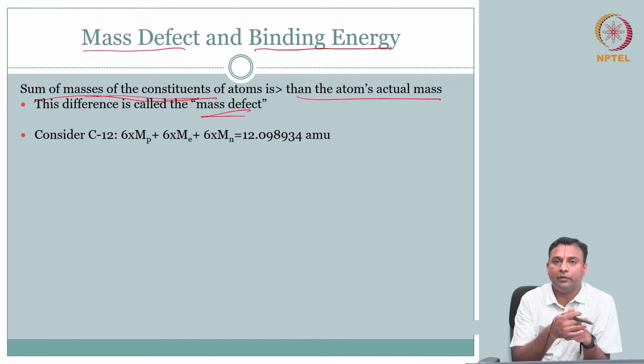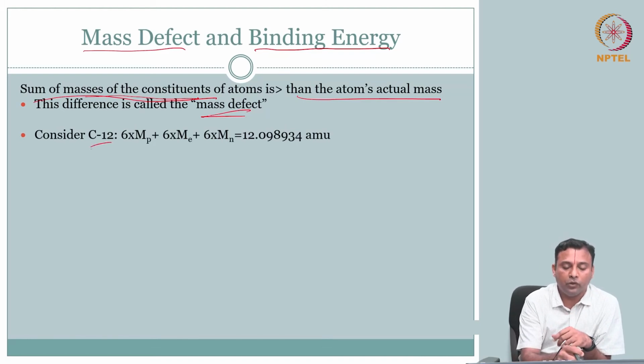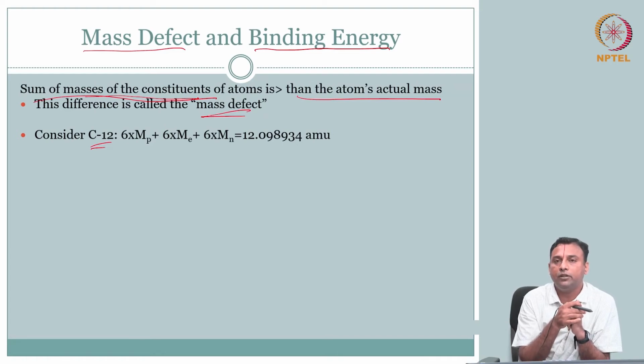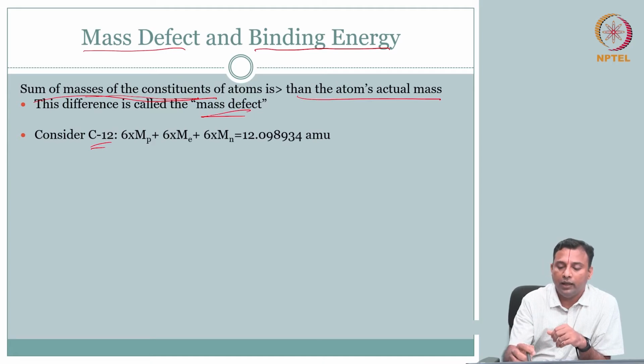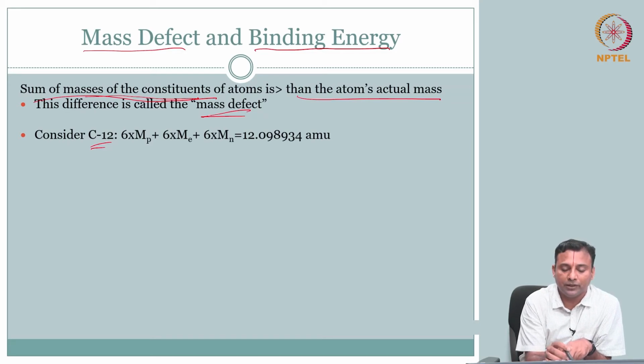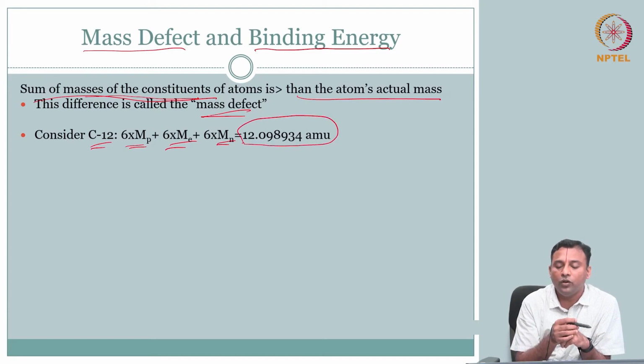So let us take carbon 12. 1/12 of carbon mass is your atomic mass unit. But that is your atom's actual mass. What is the mass if you calculate based on the constituents? You have 6 masses of protons plus 6 masses of electrons plus 6 masses of neutrons. If you add that, you are actually getting 12.098934 AMUs. This is clearly different from 12 AMU. So there is a small difference. This is called your mass defect.